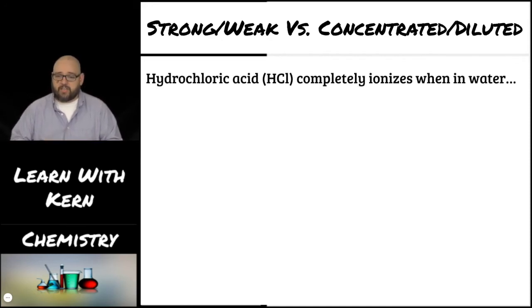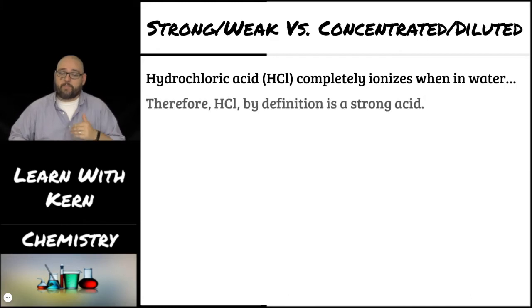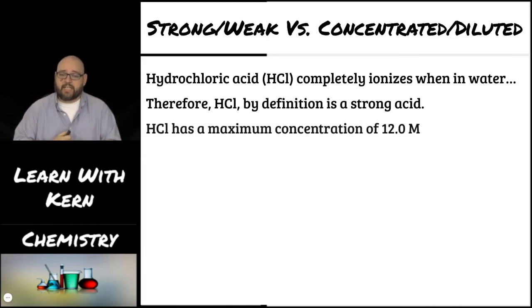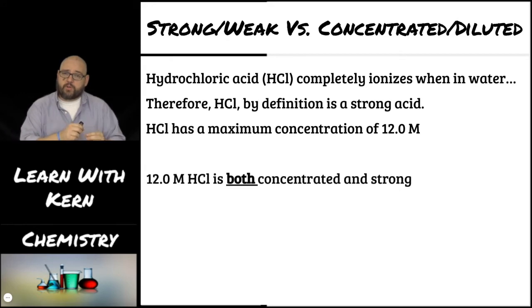Hydrochloric acid, or HCl, completely ionizes in water, and therefore, by definition, HCl is a strong acid. Now, when you dissolve hydrogen chloride in water, it has a maximum solubility limit, and its maximum concentration is 12 molar, 12 moles per liter. So 12 molar hydrochloric acid is both concentrated, because that's as much as you can dissolve in there, and strong, because it ionizes completely.